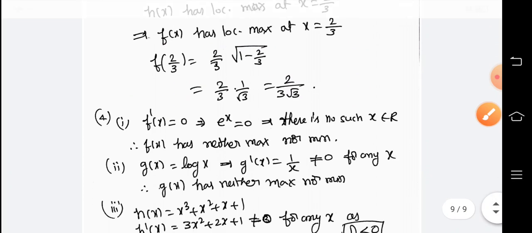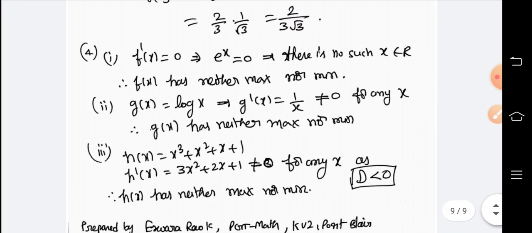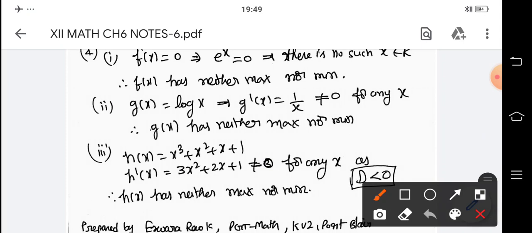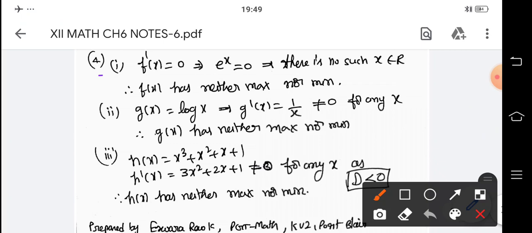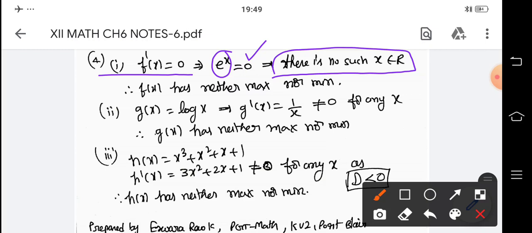Now look at the fourth question. What is the fourth question? Prove that the following functions do not have maxima or minima. Very easy. See, f dash of x is equal to 0. So derivative of e power x is e power x. In the first question, if you look, it is e power x. So derivative of e power x will never be 0. Remember, there is no such x belongs to R. So f of x has neither maxima nor minima. That means we are not getting the x values.